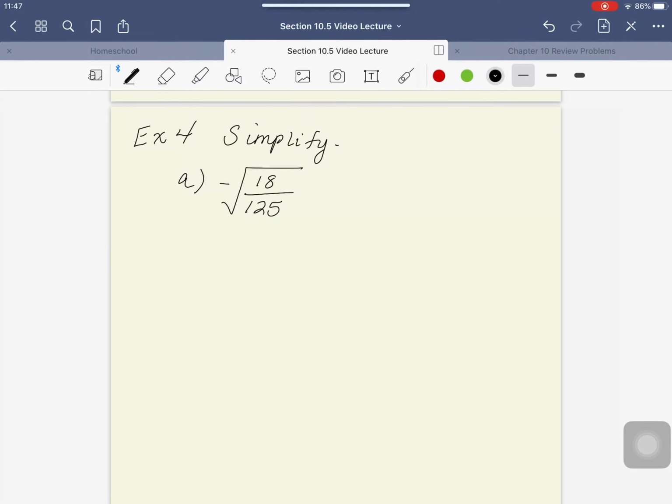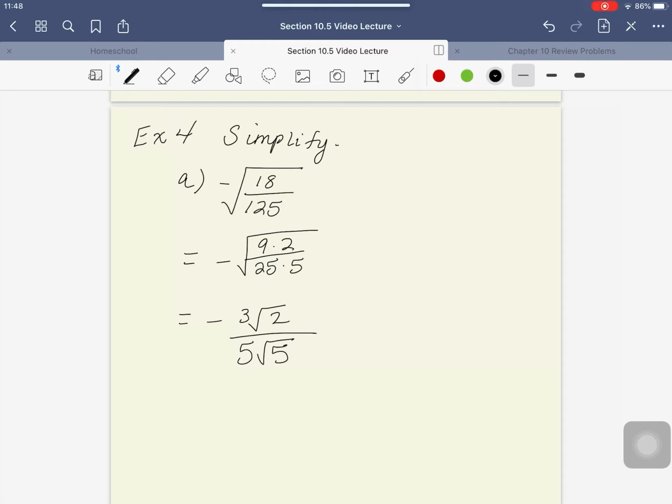Right, example 4. We want to simplify, and always break down your radical first and then rationalize. So if there are any perfect squares within the numerator or denominator, go ahead and break those down first. So this would equal a negative square root of 9 times 2 over 25 times 5. And then I can rewrite this as negative 3 square root of 2 over 5 square root of 5.